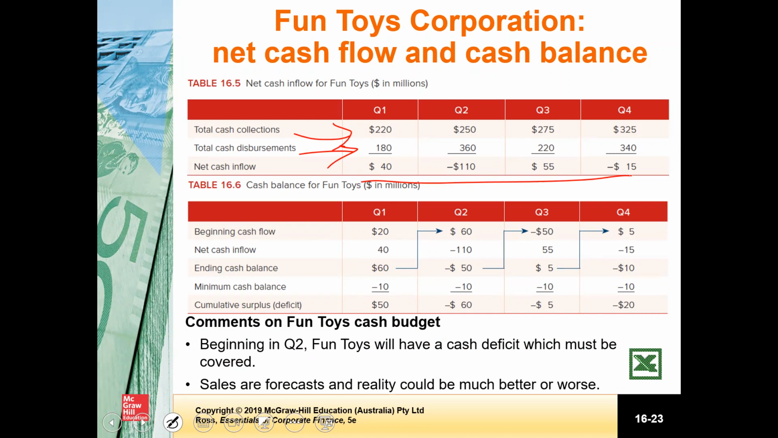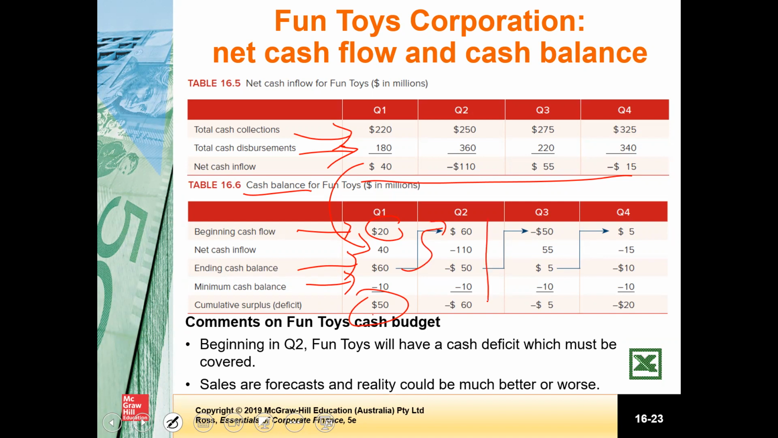Okay. So now we calculate our cash balance. You can see beginning cash flow that was given $20. Then our net cash flow comes from here. So beginning cash 20, net cash flow 40. So our ending cash balance is 60, right? And our minimum cash balance is 10. So 10 is what we must hold. So we have a surplus cash of $50. Okay. And once again, this ending cash balance of quarter one will be the beginning cash balance of quarter two.